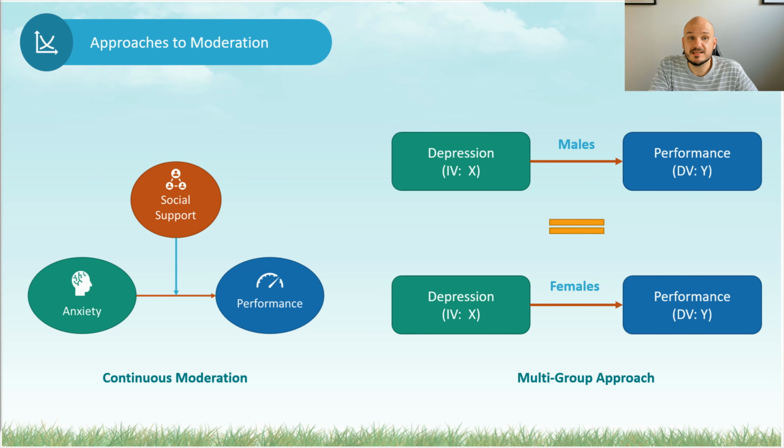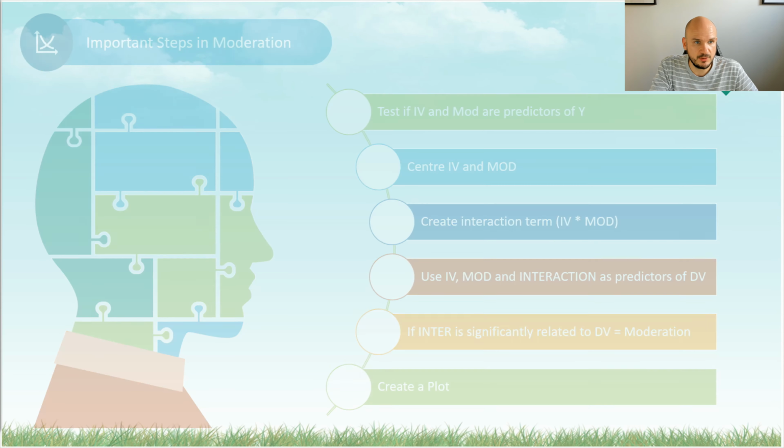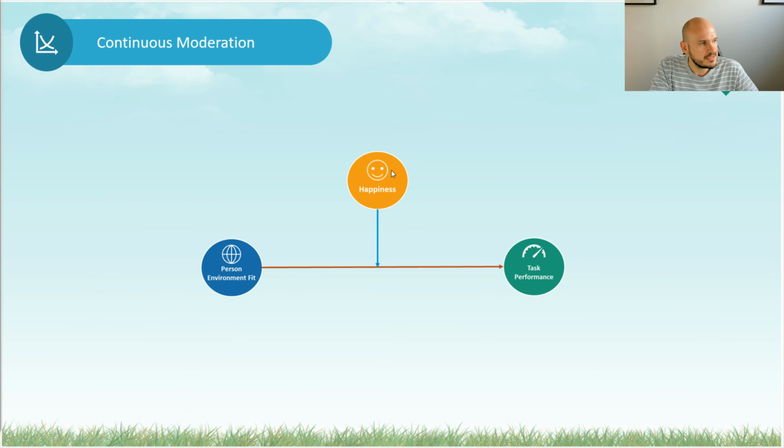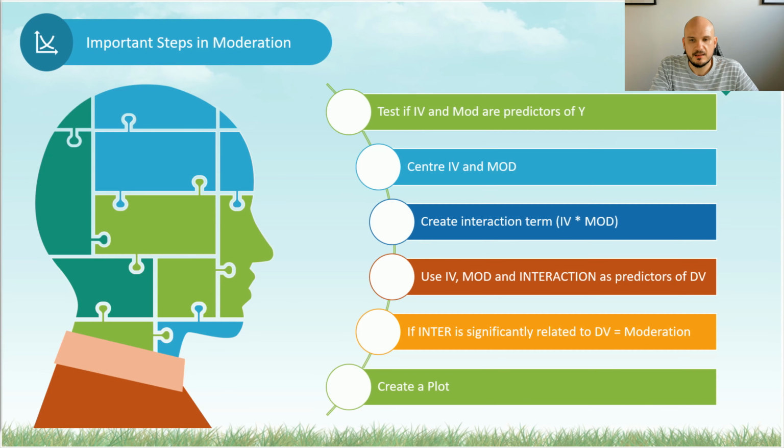Now, there are basically 6 steps that we need to take in order to get us there. The first one is that we have to test if our independent variable and our moderator actually predicts our outcome. So in this case, for example, does happiness and person environment fit predict performance? That is our first assumption. The second assumption is that we have to center or standardize our independent variable and moderator so that it has that mean of 0 and variance of 1.